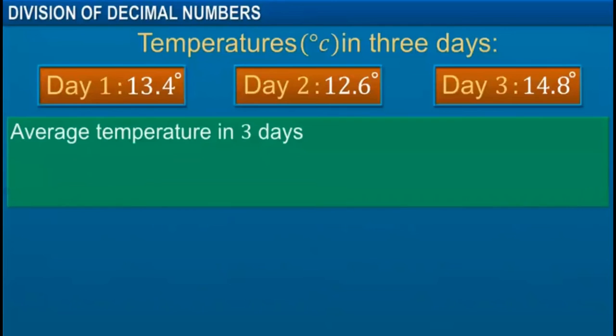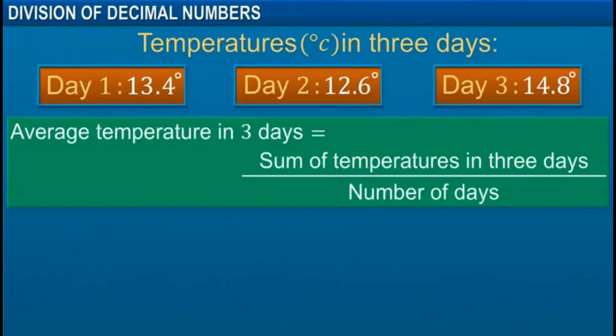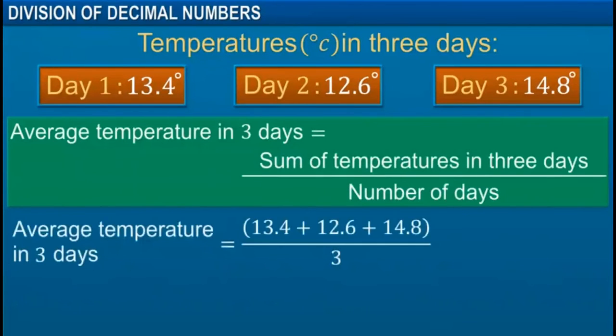To calculate average temperature, we can use the formula sum of temperature in 3 days divided by number of days. On substituting the values, we get 40.8 upon 3. To find the average temperature, we need to divide 40.8, which is a decimal number, by 3, a whole number. To divide, we will first convert the decimal number into a fraction. So we have 408 upon 10 divided by 3.